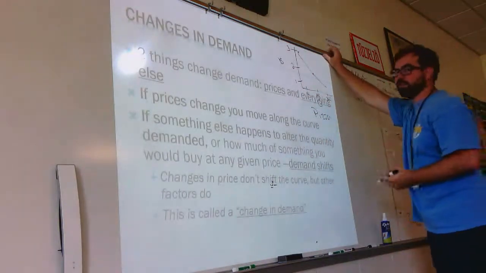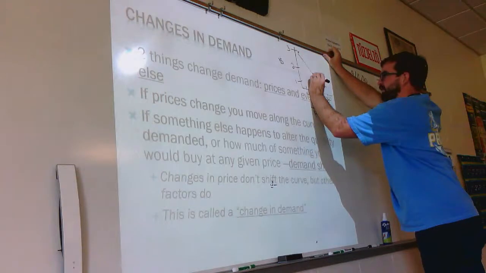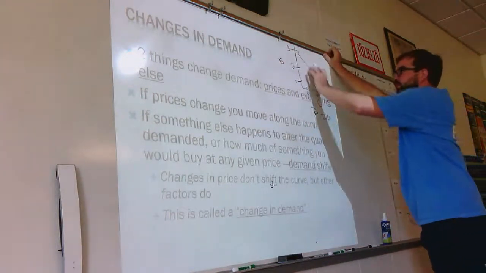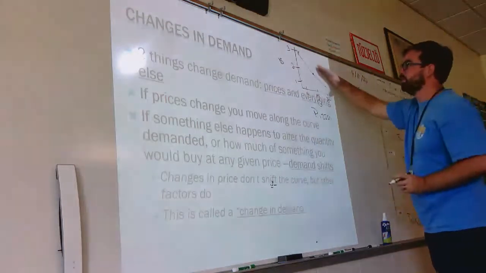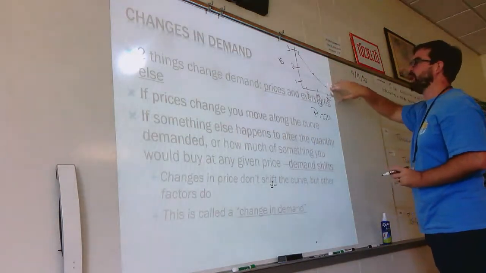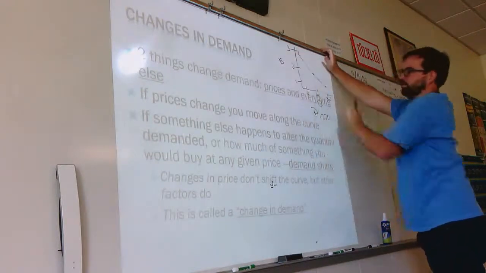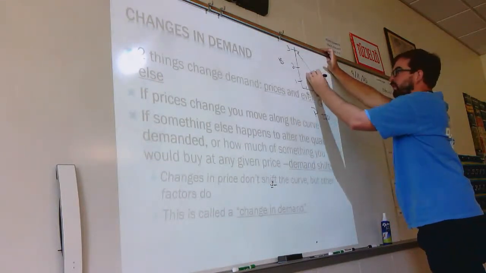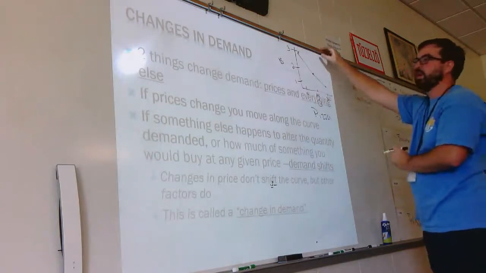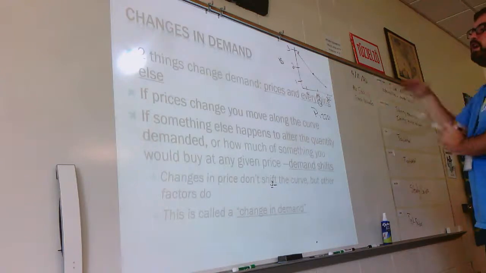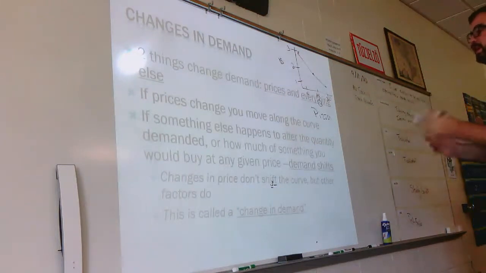Alright, so the first thing is if we change the price, let's say from $2 to $3, our curve doesn't actually move. We just move to a different part of the curve, because the curve itself just looks at how much of that good is demanded at different prices. So if we go from $3 to $1, we're just moving down the curve. If we go from $1 to $2, we're just moving up the curve. So if it's a change in price, the curve stays the same, we just move along it. But if it's a change in anything else, that curve will move.